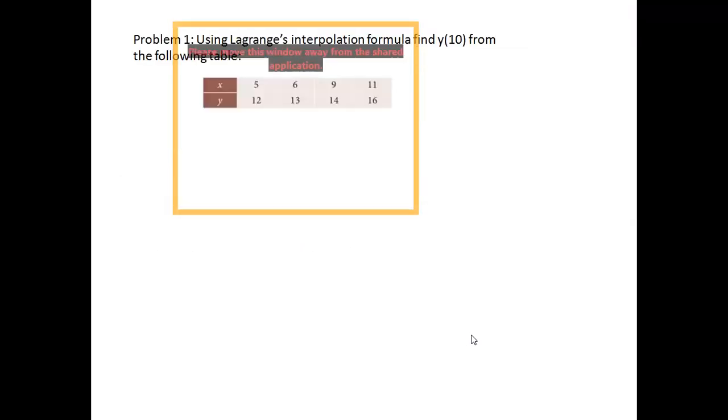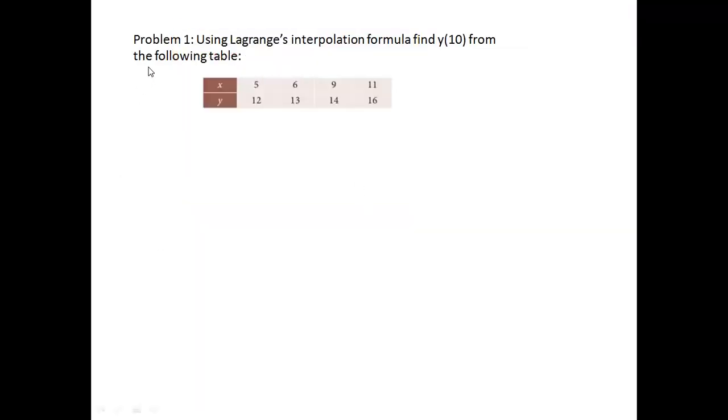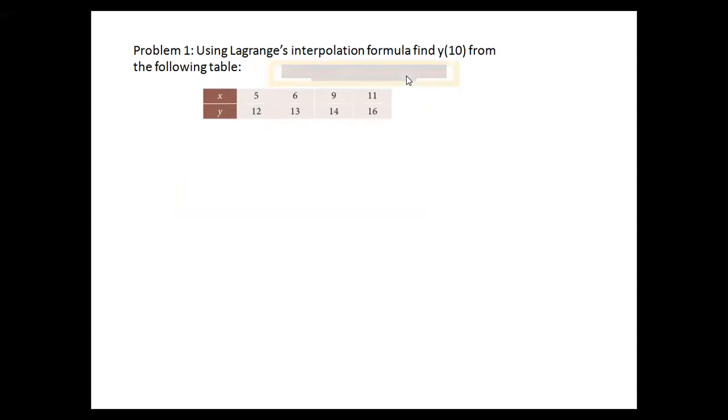Using this, in the last class we have seen one problem also. Using Lagrange's interpolation formula, find the value of y at x equal to 10 from this table. The table gave values of y for different values of x. When x is 5, y is 12. When x is 6, the value of y is 13. When x is 9, the value of y is 14. Similarly, when x is 11, y is equal to 16. The question is to estimate the value of y when x is equal to 10.